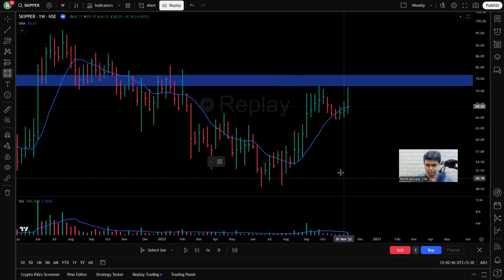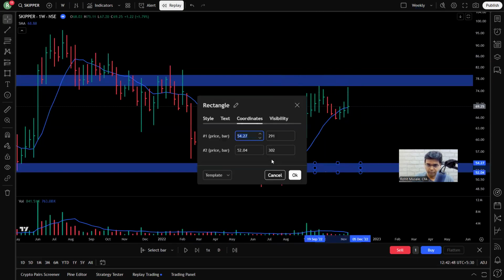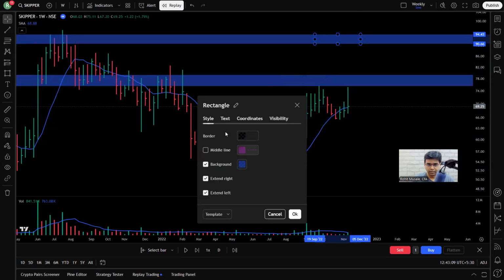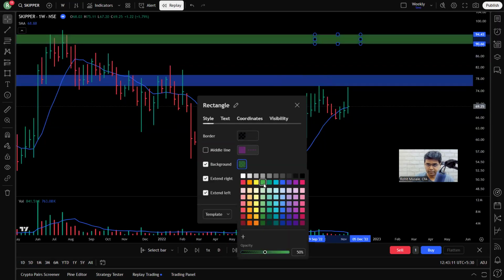Let's draw the selling range. So this is 75.55 multiplied by 1.20, 90.66. And this is 75.55 multiplied by 1.25, 94.43. And let's give it green color. Okay, so that's the green color.